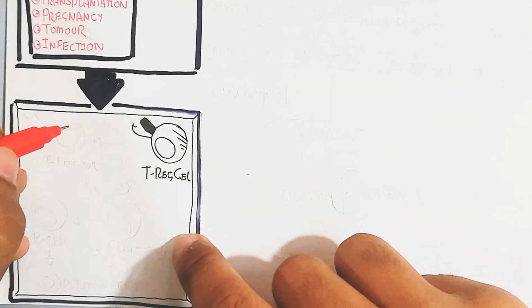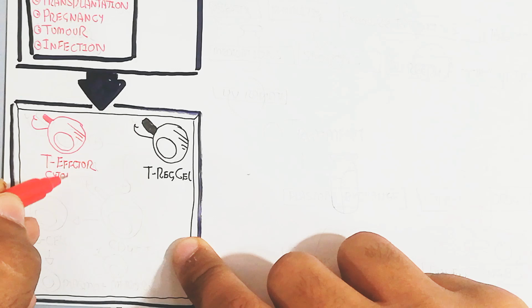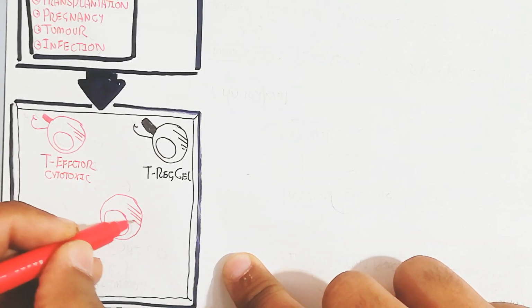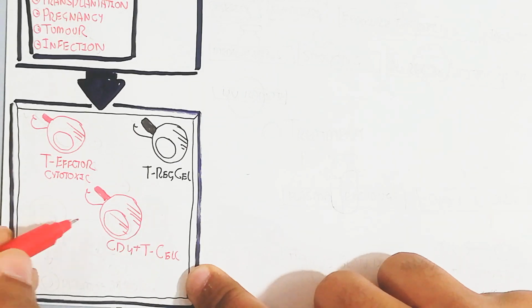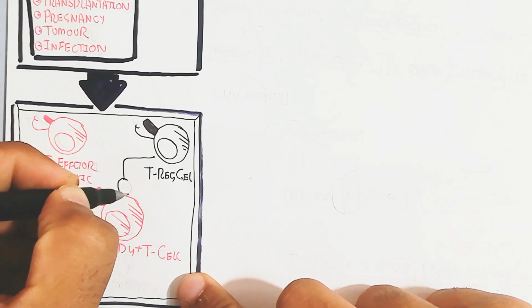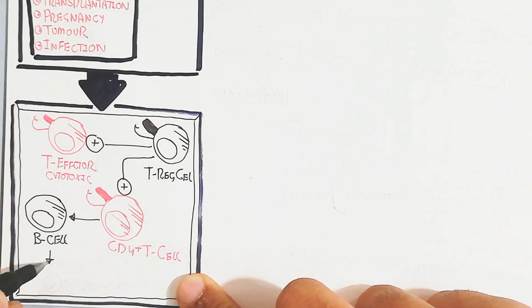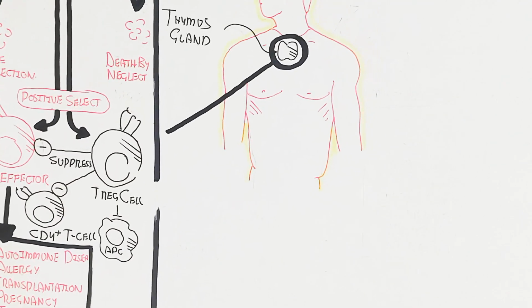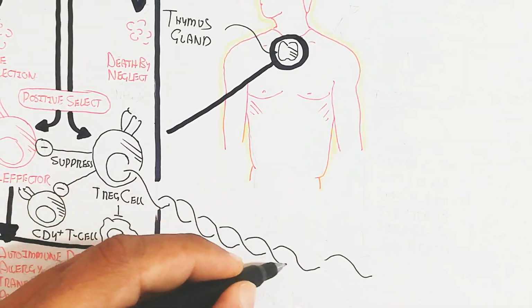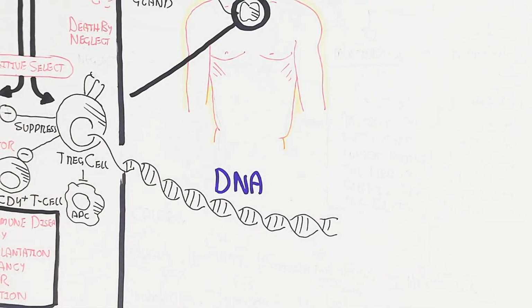Anyhow, in myasthenia gravis, the autoantigen-generating T effector cytotoxic T cell, as well as the CD4 positive T cell, will not be controlled via the T regulatory cell. In this way, the uncontrolled CD4 positive T cell, the T helper cell, will stimulate the B cell to produce many antibodies against our own antigen, and in this way the plasma cell and B memory cell will be produced.